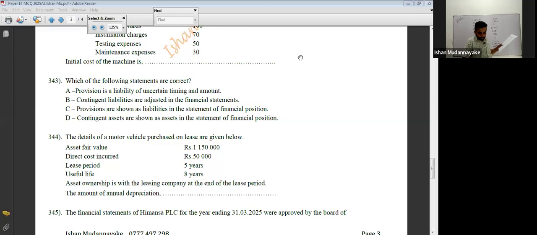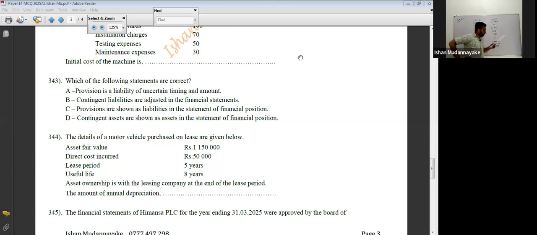Now, what's the answer? 343. Which of the following statements are correct? Provision is a liability of uncertain time and amount. Correct or wrong? Yes, that is correct. Yes, Amani, your answer is correct. A is correct: provision is a liability of uncertain timing and amount.